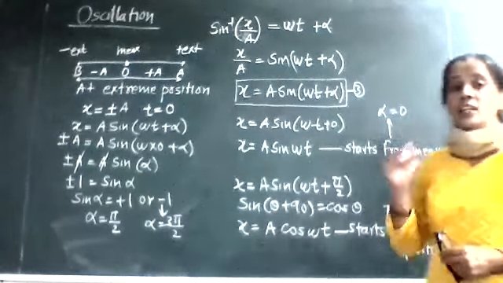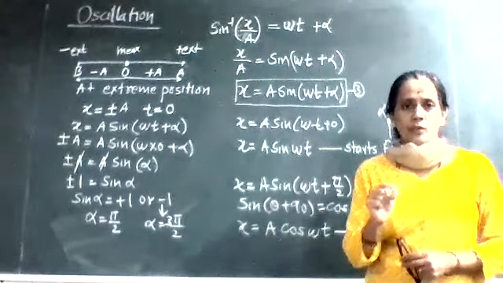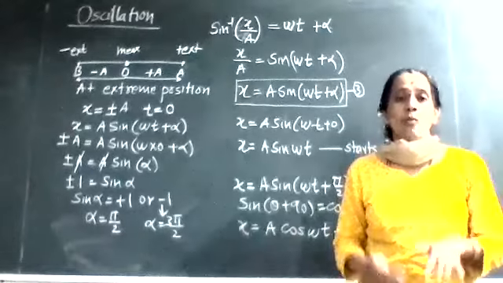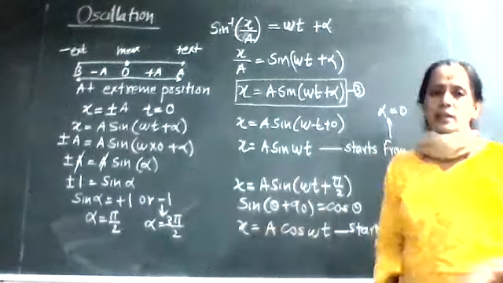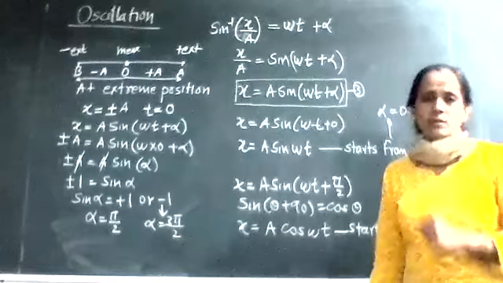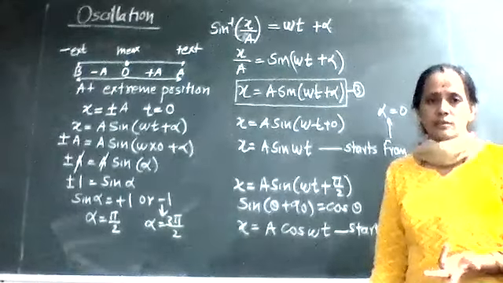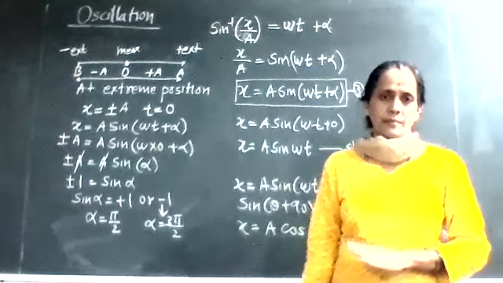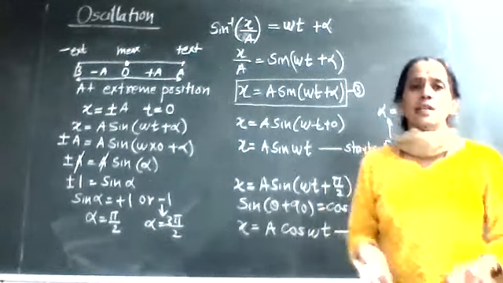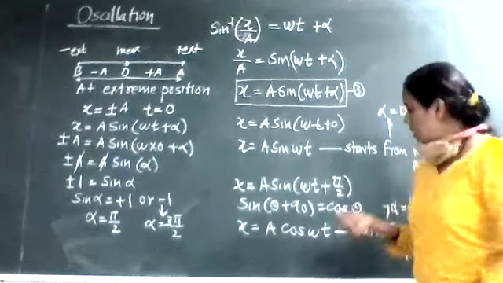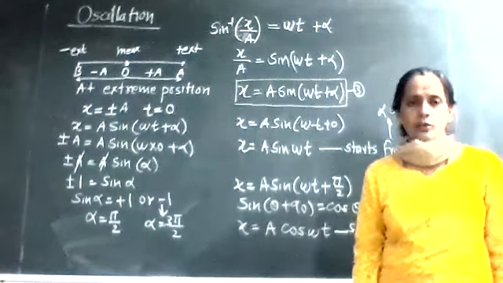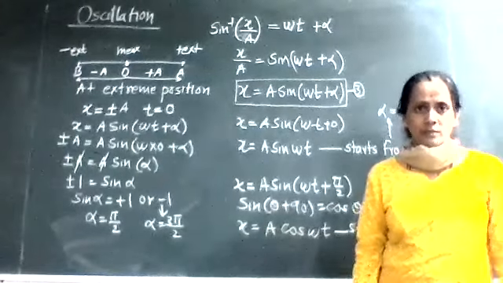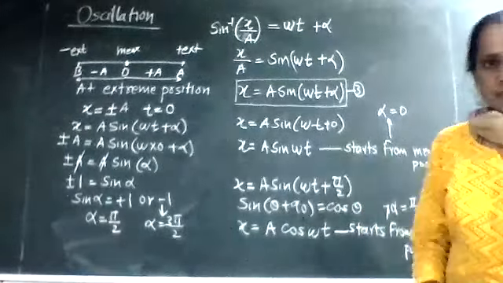Alpha is what? Initial phase angle. So in an MCQ question, when the particle starts from mean position, what is the initial phase angle of the particle? It is 0. Next MCQ question: if your particle starts from extreme position, then what will be the initial phase angle? Your initial phase angle should be pi by 2. Clear? Any doubt? Everything is clear now?